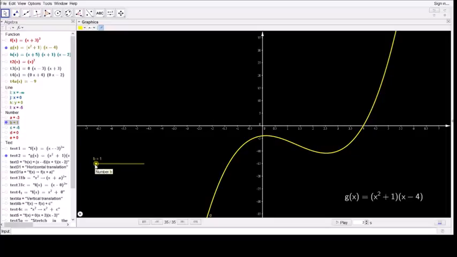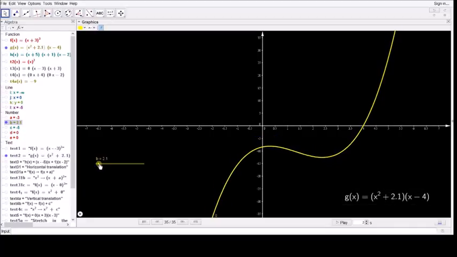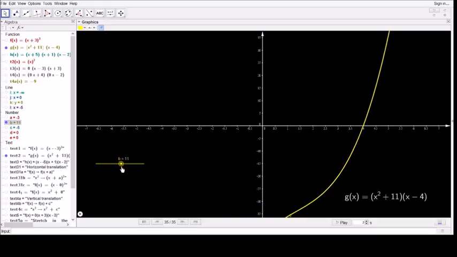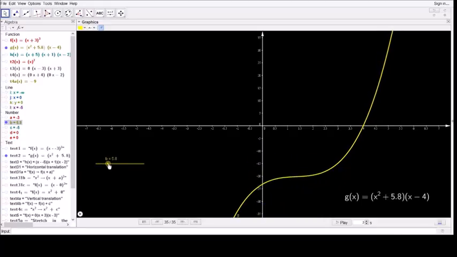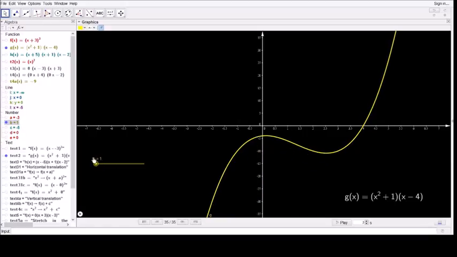So with the irreducible quadratic factor, there would only ever be one point where the curve cuts the x-axis, corresponding to the linear factor here. So in this case, the crossing point on the x-axis is going to be at x equals 4, and that will remain fixed whatever we do to this irreducible quadratic factor. You can see that the curve is always going to cut through the x-axis at x equals 4.